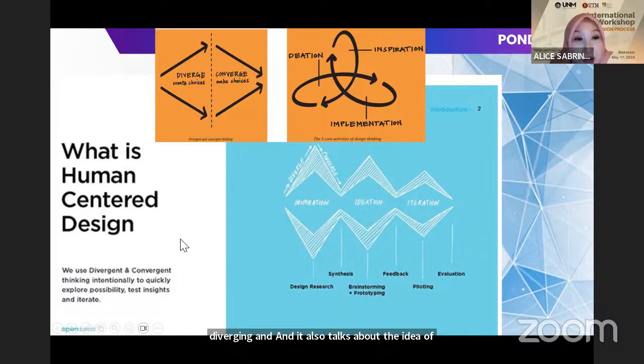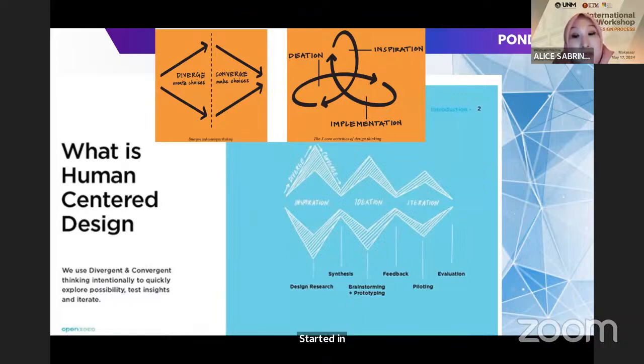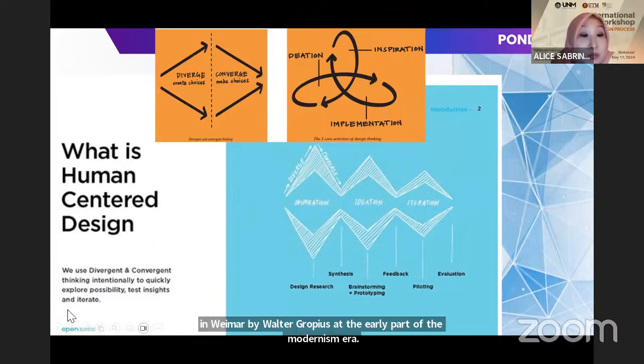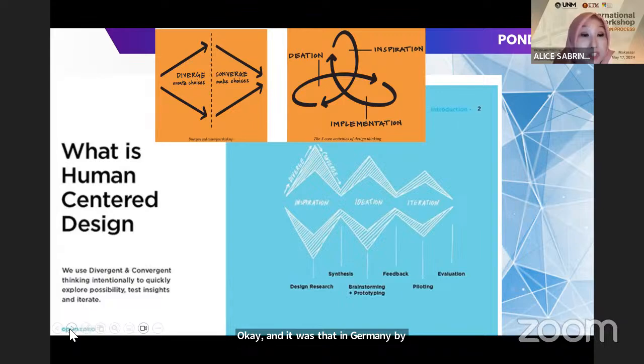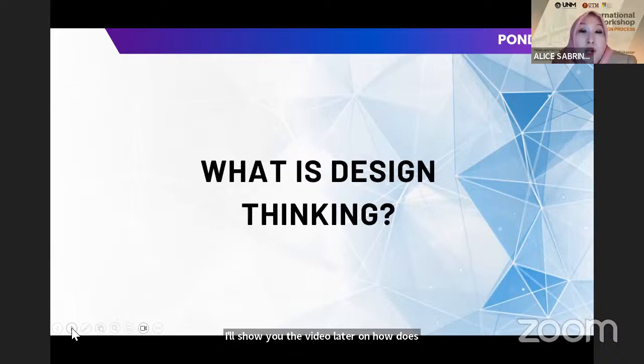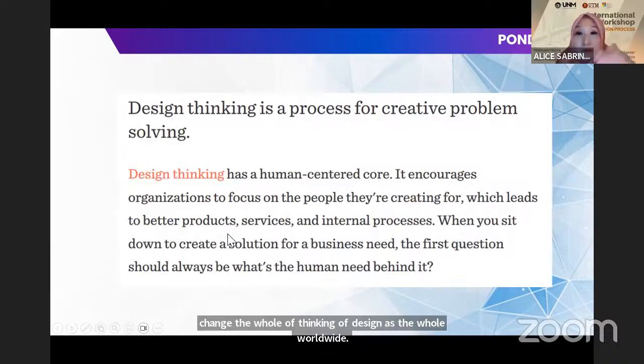And the idea of IDEO is actually not something new, because IDEO learns from the Bauhaus. I hope all the architecture students know what Bauhaus is, right? Bauhaus is a famous design school that was started in Weimar, Germany by Walter Gropius at the early part of the modernism era. I will show you the video later on how Bauhaus changed the whole thinking of designers worldwide. So I will go quickly to what design thinking is.